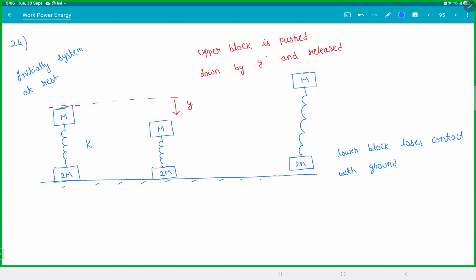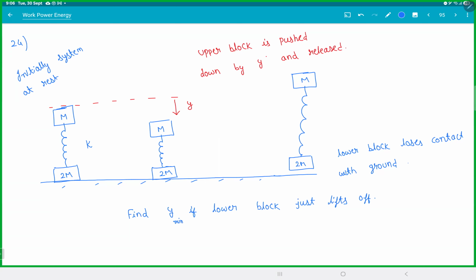So the question is, find y minimum if the lower block just lifts off. Find y if the lower block just lifts off. I mean, it's not really flying off, it just loses contact and then touches back again. If the lower block just lifts off, you can write y minimum also. But is the story clear, everyone?